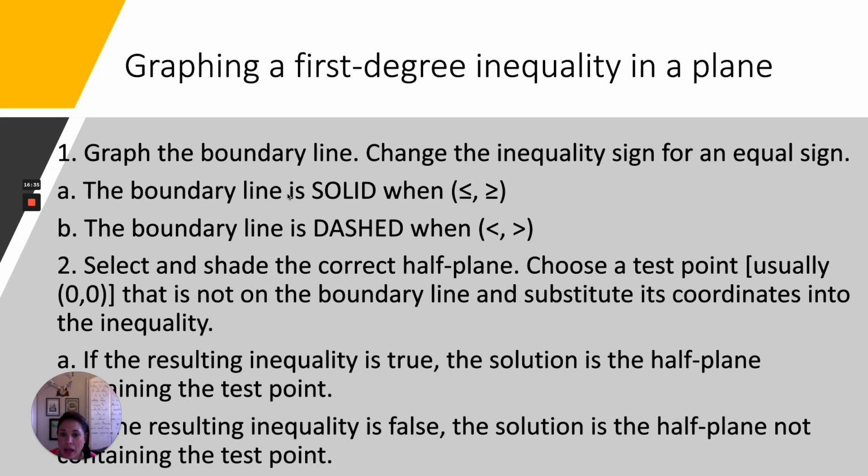The boundary line is solid when you have a less than or equal to or greater than or equal to symbol. The boundary line is dashed when you have a less than or greater than symbol.